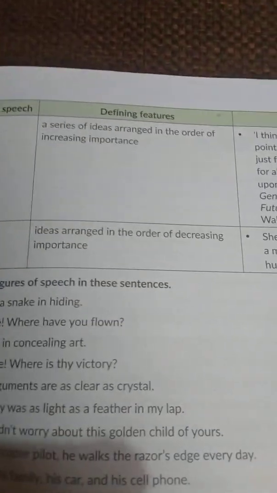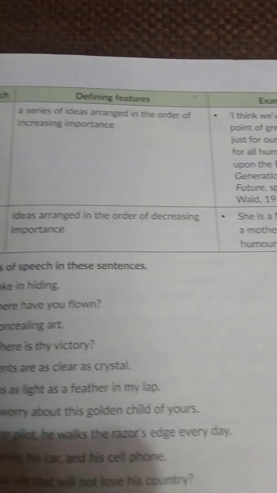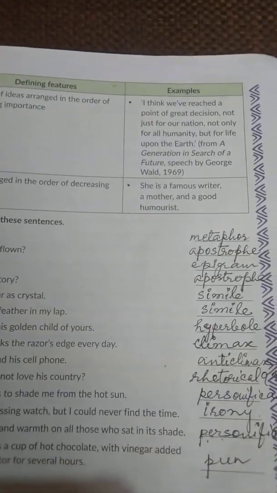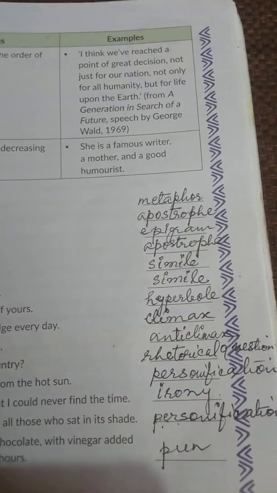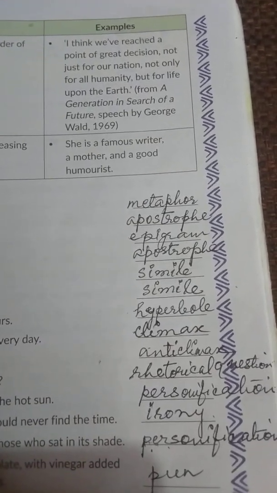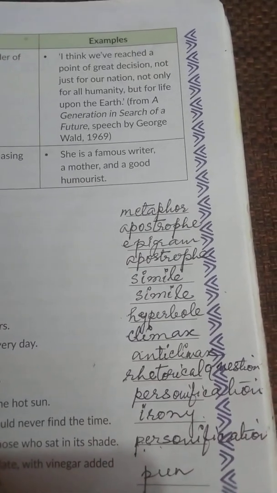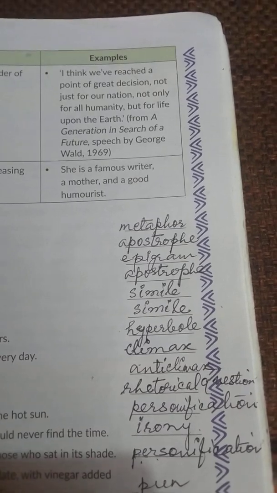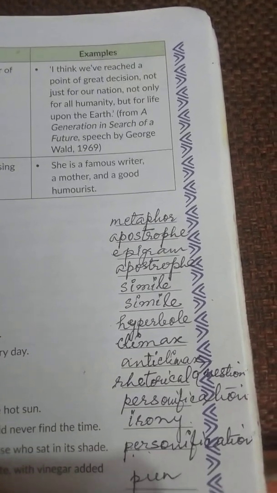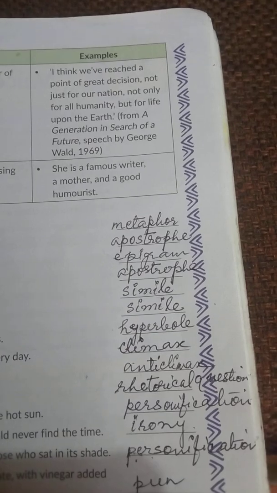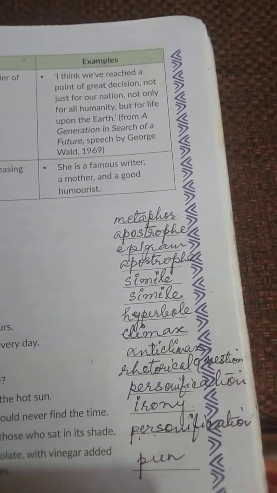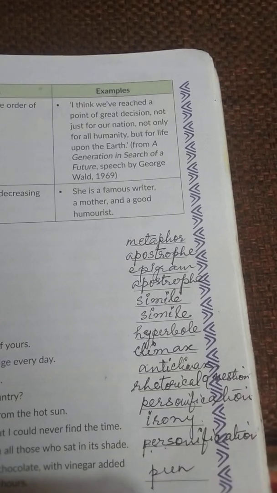Then we have climax, a series of ideas arranged in the order of increasing importance. Sometimes in a sentence we talk about a person or thing, and we put the qualities in increasing order. Like in this example: I think we have reached a point of great decision, not just for our nation, not for the whole humanity, but for life upon the earth. Here humanity is greater than nation, and life on earth is greater than humanity. So the words are arranged in increasing order.